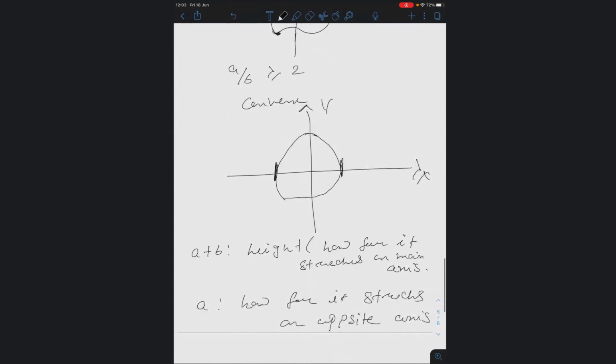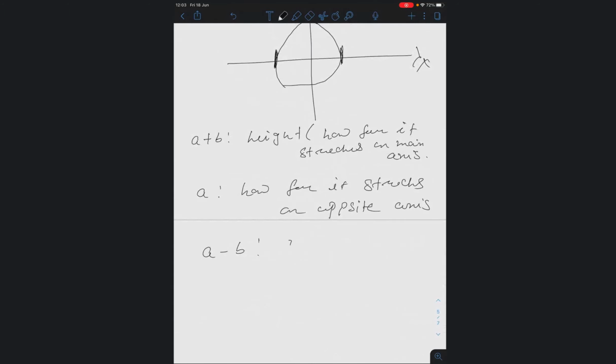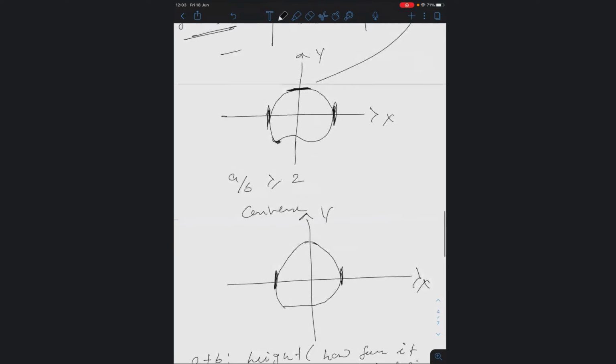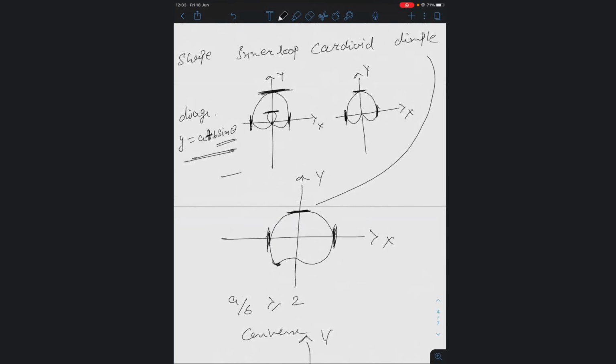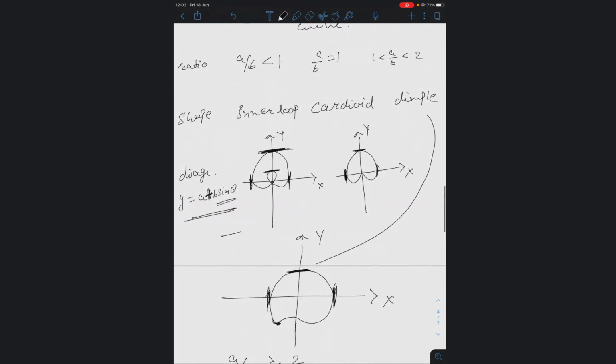Yes, ma'am. Okay. Now a minus b gives the lower point. This value it will give. Now in the case of cardioid, I said a by b value is 1. That means when will it be 1? When both are the same. So what will be the a minus b value? Tell me. In case of cardioid, it is 0. Understood all of you? Yes, ma'am. Okay, so hope this is clear.